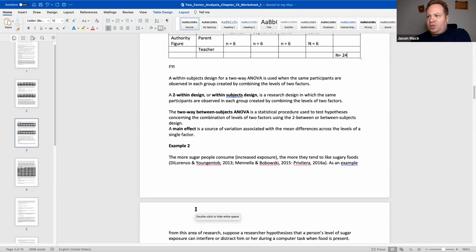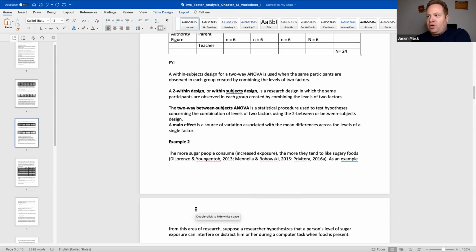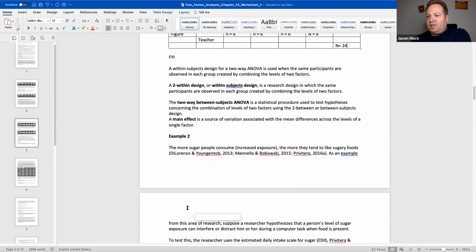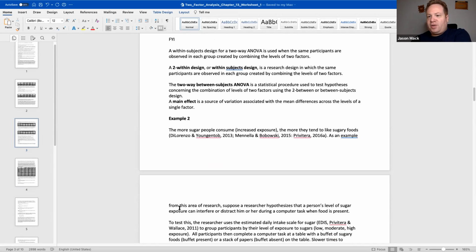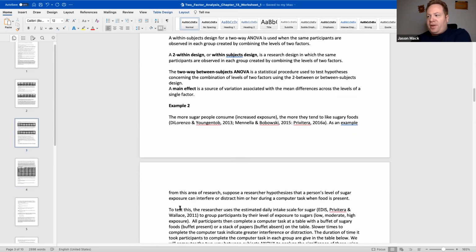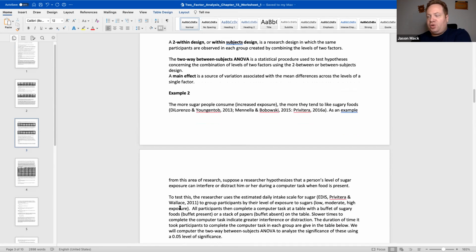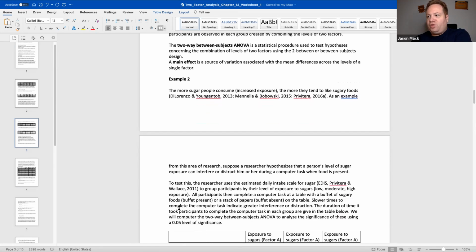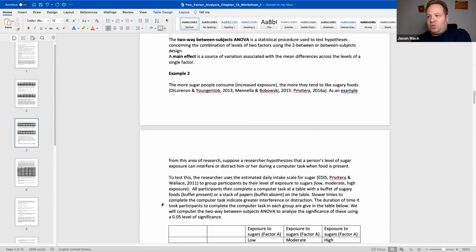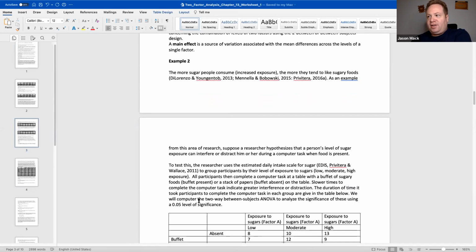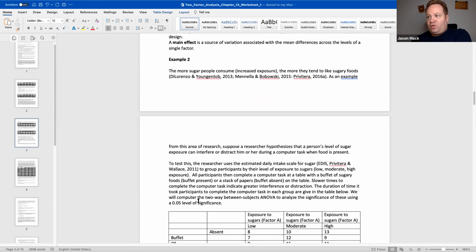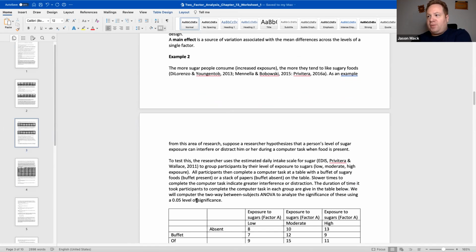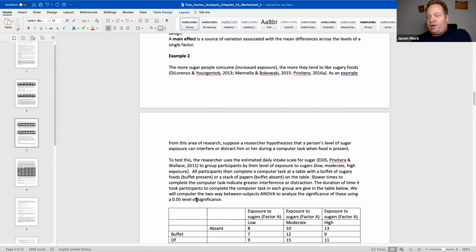The more sugar people consume, increased exposure, the more they tend to like sugary foods. As an example from this area of research, suppose a researcher hypothesizes that a person's level of sugar exposure can interfere or distract him or her during a computer task when food is present. To test this, the researcher uses the estimated daily intake sugar scale to group participants by their level of exposure to sugars: low, moderate, or high.